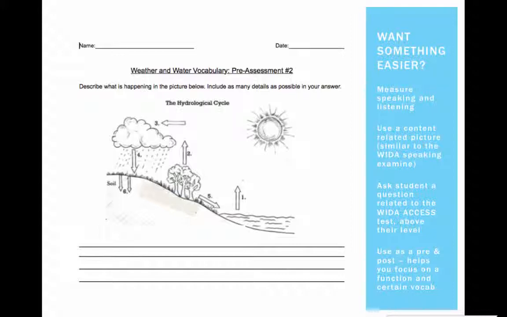So we choose an image that is drawn from whatever we're working on in the content area at that time. This one is from a science unit on the water cycle. We'll have students just speak for a minute, say everything they notice in the picture, and I'll record it either on an iPad, a laptop, even an iPhone, whatever's quick and easy for you to do that. And you can just call kids over one at a time while the other students are writing.